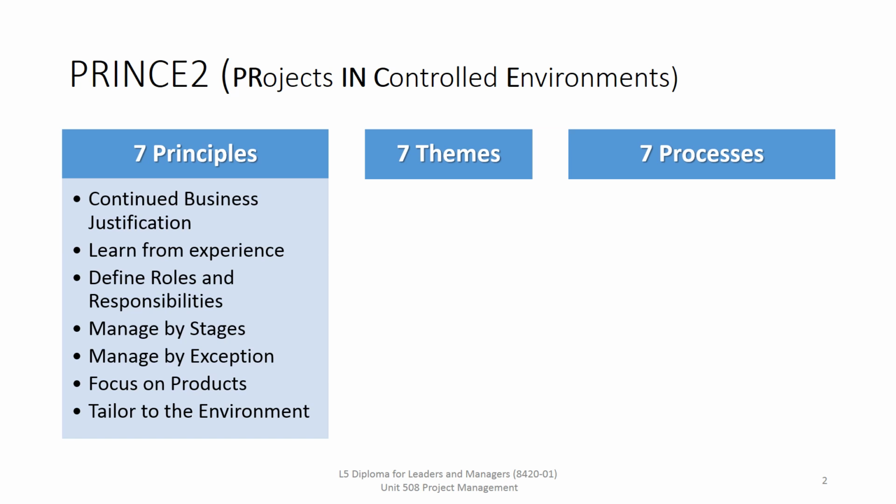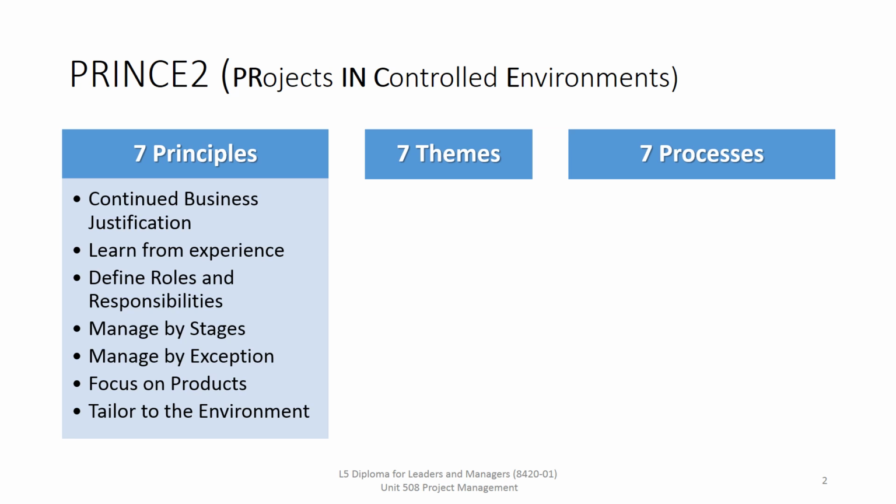3 is to define roles and responsibilities. Everyone in the project should know about what they're doing and what others are doing, and we've highlighted that when we talked about the RACI matrix. Need to be managed by stages, so make sure the project is broken into small chunks or management stages, and those should be managed by exception. So if things are running well, there shouldn't be a lot of intervention from managers, and the project board should only be informed if there's something really going wrong or something that might go wrong.